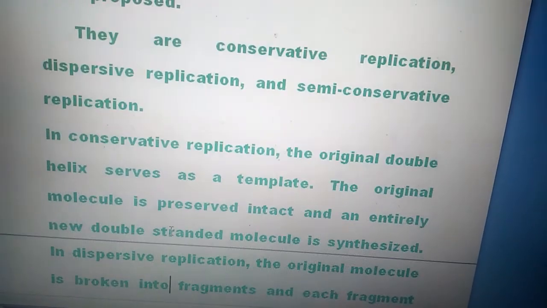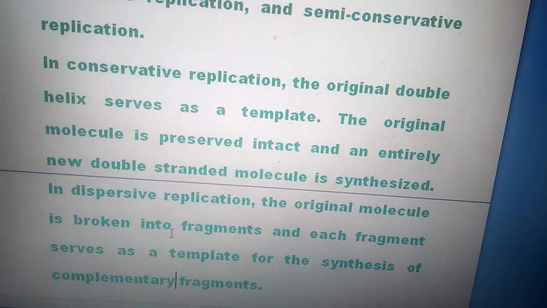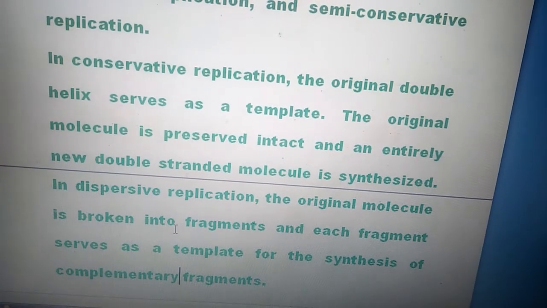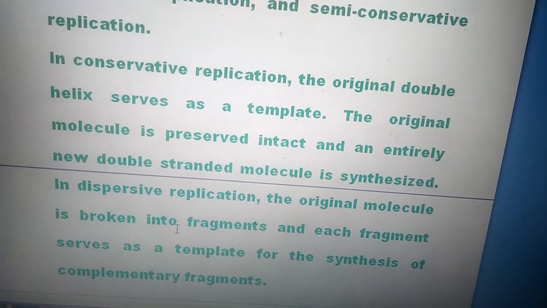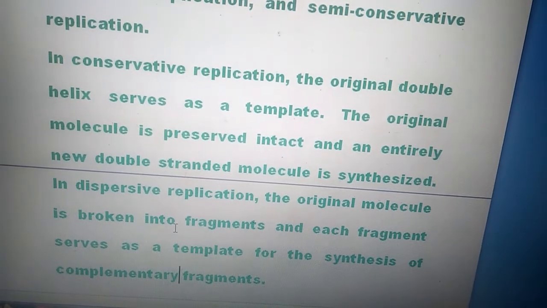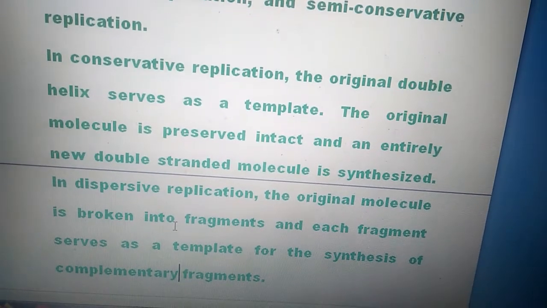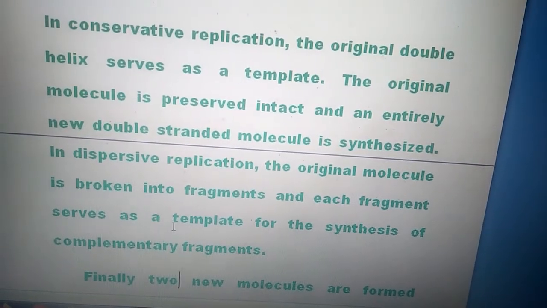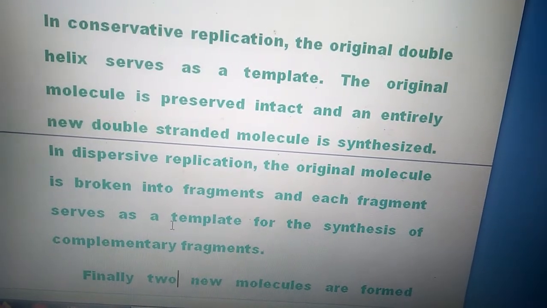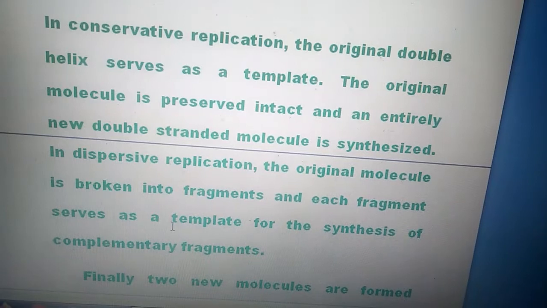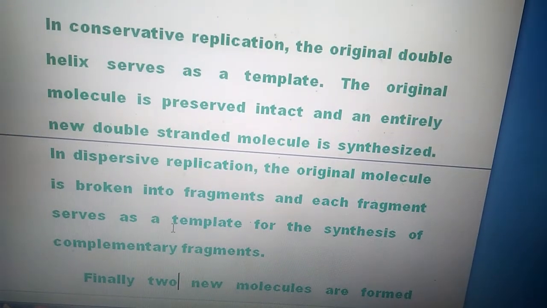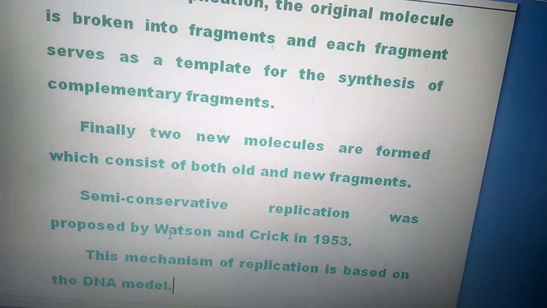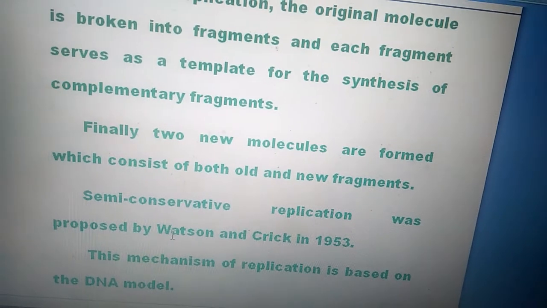In conservative replication, the original double helix serves as a template. The original molecule is preserved intact and an entirely new double-stranded molecule is synthesized. In dispersive replication, the original molecule is broken into fragments and each fragment serves as a template for the synthesis of complementary fragments. Finally, two new molecules are formed which consist of both old and new fragments.